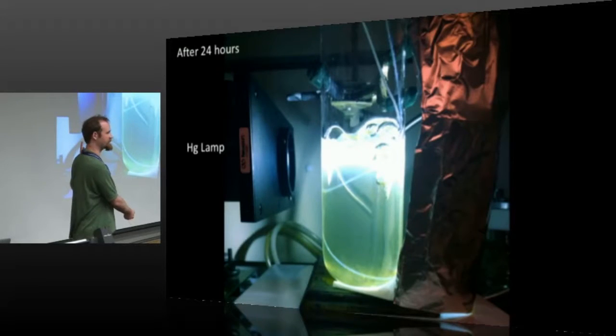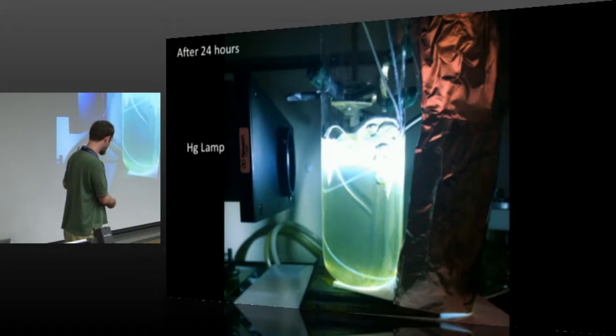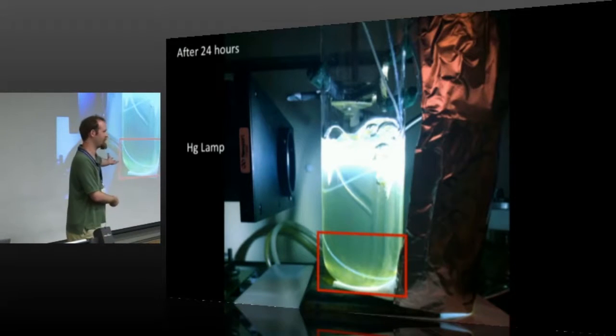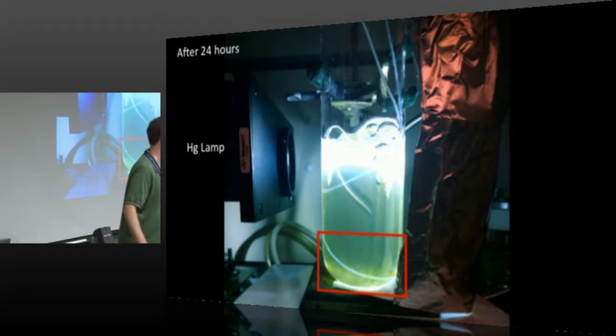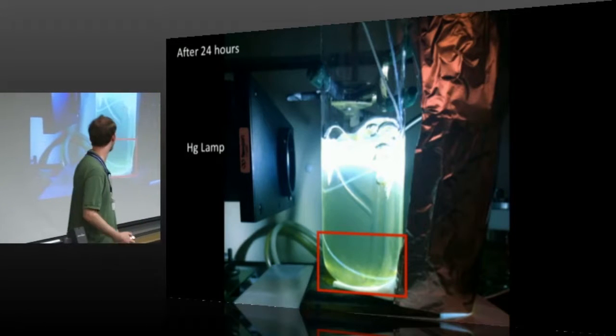So this is what I saw for 24 hours. And in the bottom there are those kind of orange precipitates. Raman spectroscopy identified those as lepidocrocite, which is consistent with the earlier work.